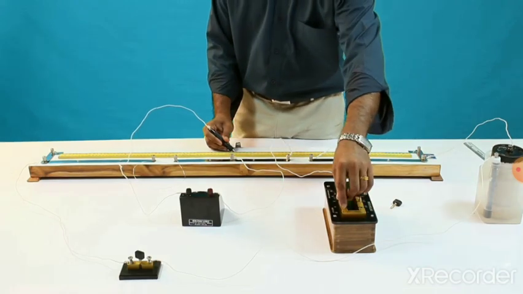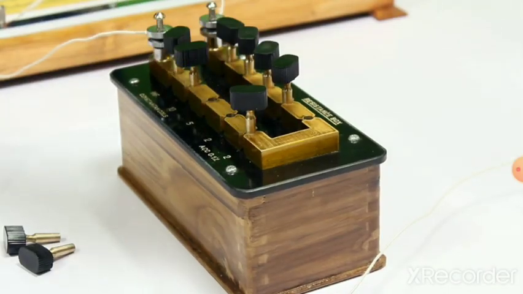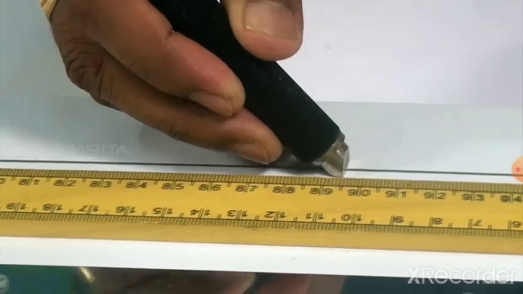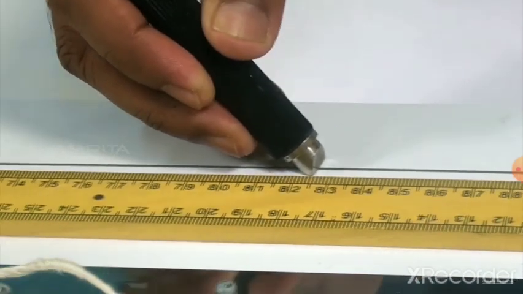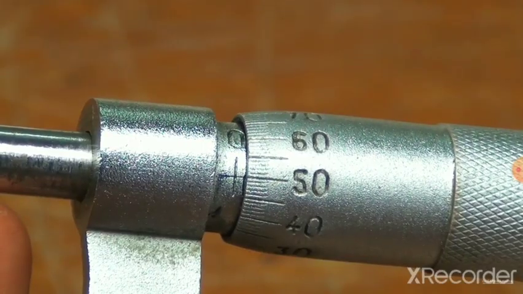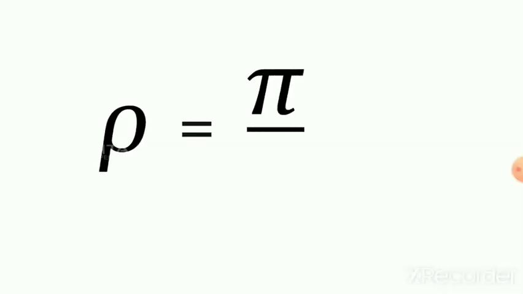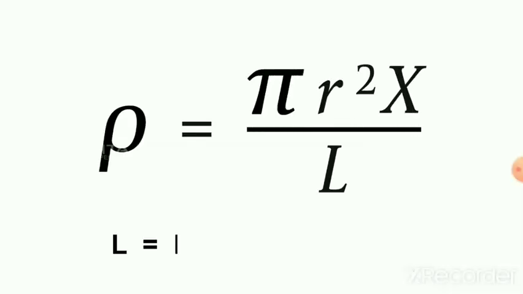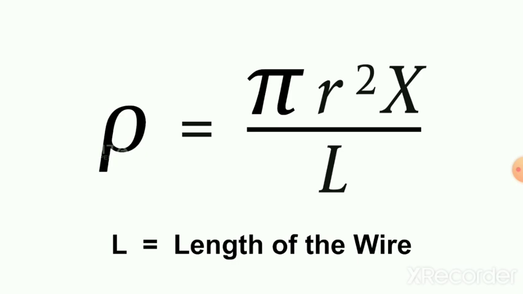Repeat the experiment for different values of R, and the mean value of the resistance X gives the resistance of the wire. Measure the radius r of the wire using a screw gauge. If L be the length of the wire, then the specific resistance of the material of the wire is calculated using the formula rho = πr²X / L.